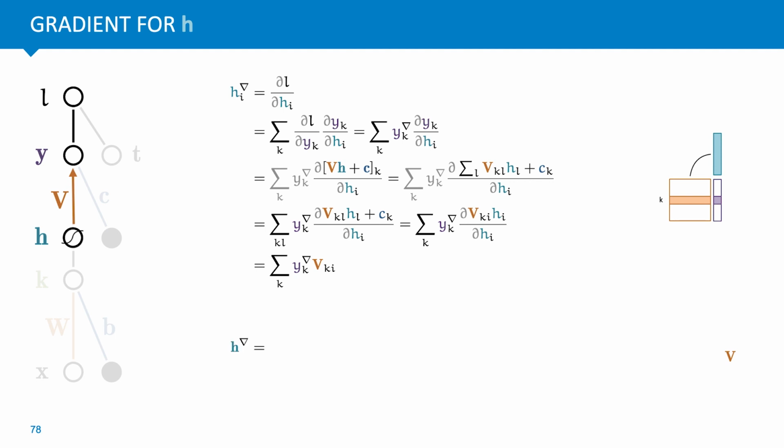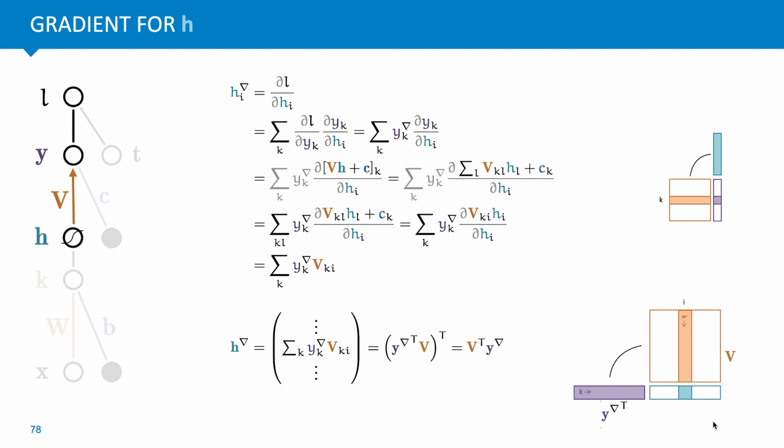So to vectorize, we are looking for a vector h nabla, where each element in that vector is computed by this expression. Now at this point again, vectorizing takes a little creativity, so we need to study what we have here. Now this we can read as a dot product between a vector y nabla that we're given and the ith column of V. Here's what that looks like in a matrix multiplication diagram.